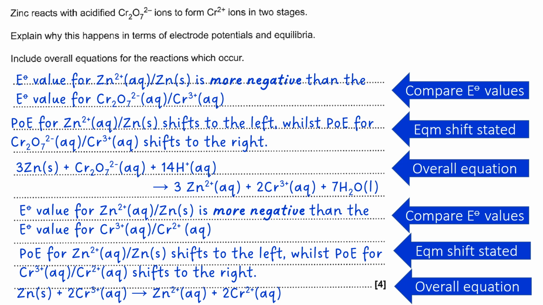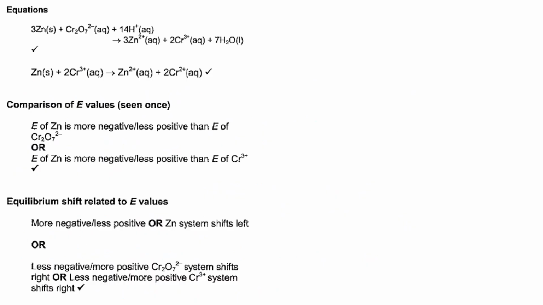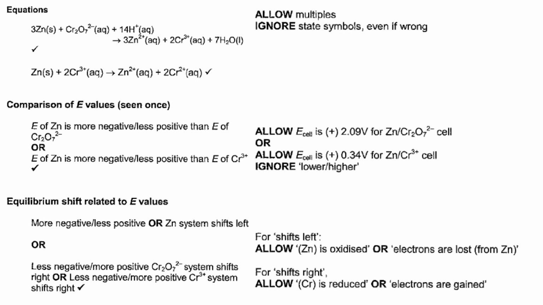So before we finish, let's have a quick look at the mark scheme. So there are different ways in which you can get all 4 marks. And in the guidance, you can see it's quite lenient. So you don't bother with lower or higher. You have to say more negative or less positive. It's important use of language there.